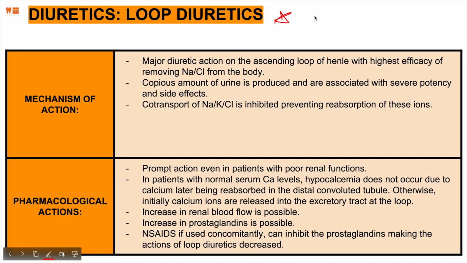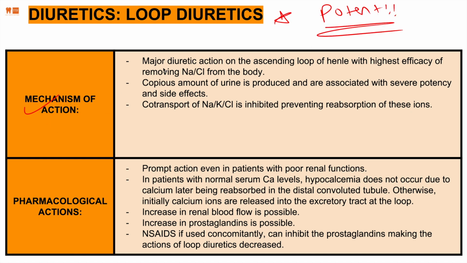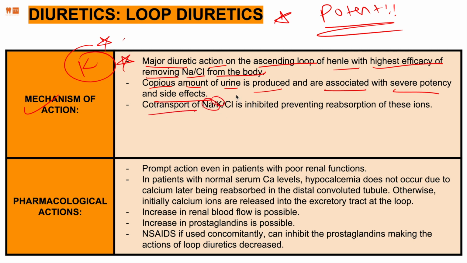Loop diuretics, the potent kind. Mechanism of action: major diuretic action at the ascending loop of Henle with the highest efficacy, removing sodium chloride from the body. Great. But you know what else it does? It removes potassium to a very high extent. Copious amounts of urine are produced and are associated with severe potency and severe side effects. Co-transport of sodium, potassium, chloride is inhibited, preventing reabsorption of these ions.